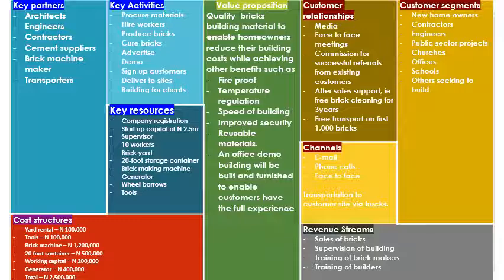Now to the lower part, what are his cost structures? He estimates that the yard rental will cost him 100,000 naira, tools will cost 100,000 naira. Brick machine will cost 1.2 million naira. A 20-foot container will cost 500,000 naira. Working capital will cost 200,000 naira. A generator will cost 400,000 naira. Now, putting together all those amounts brings him to a total start-up capital of 2.5 million naira.